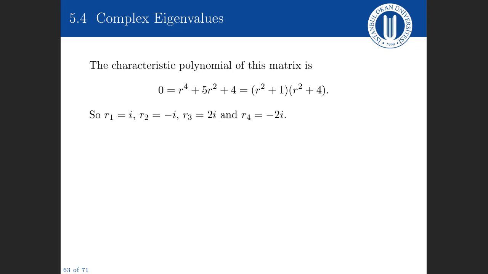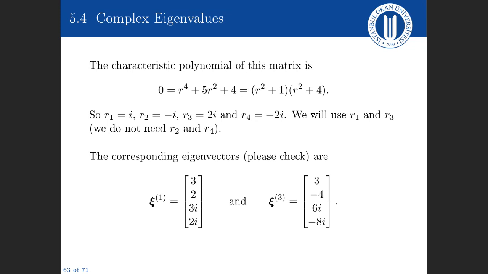We don't need to use all of these, but we have two pairs. And in each pair, we only need to use one eigenvalue. So we can cross two of these out. We're not going to use r2, and we're not going to use r4. We're going to use the eigenvalues i and 2i. We need eigenvectors. I'm just going to tell you the answer. Please check that corresponding eigenvectors are (3, 2, 3i, 2i) and (3, minus 4, 6i, minus 8i).